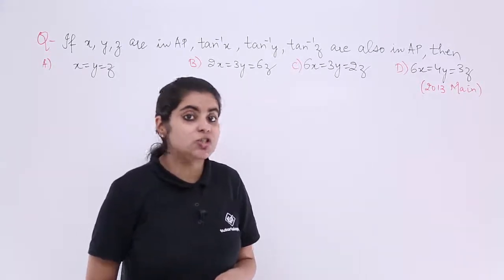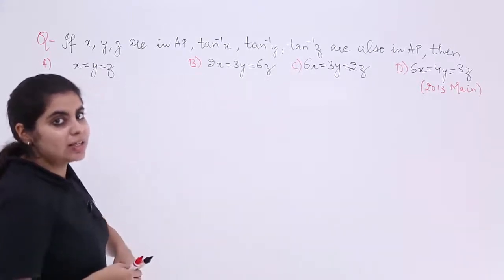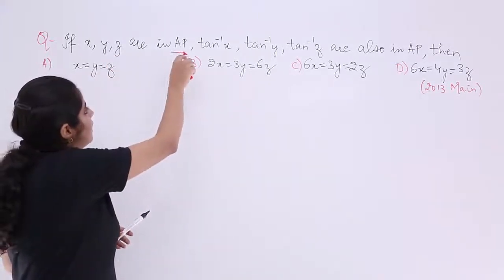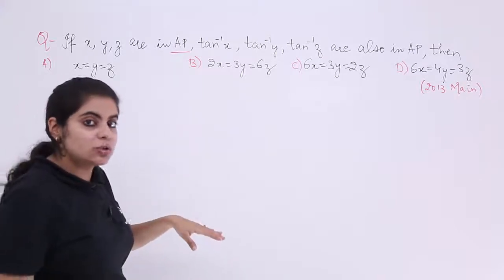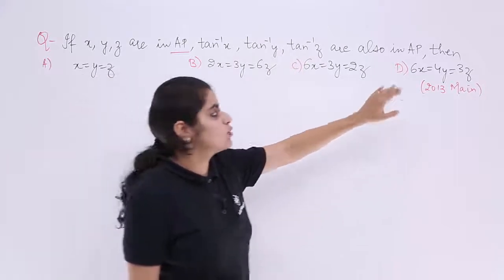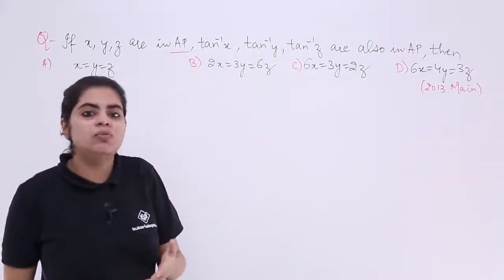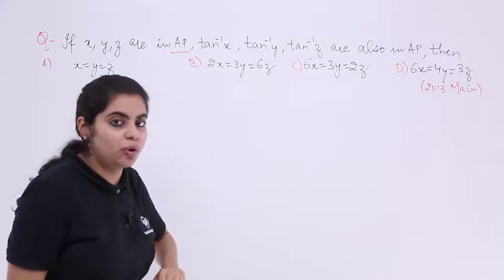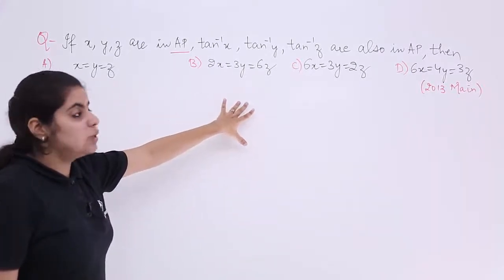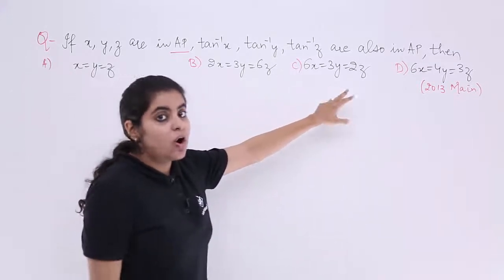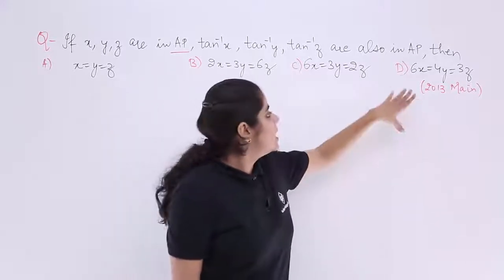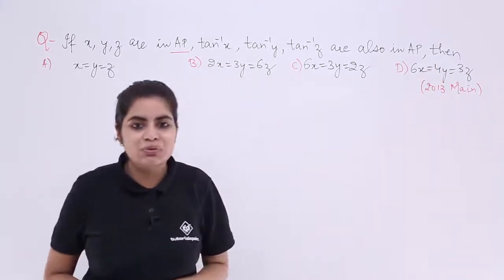Let's first read the question together. The question says: if x, y, z are in AP, what is AP? AP means arithmetic progression. And it is also given that tan inverse x, tan inverse y, tan inverse z are also in AP. Then we need to choose one out of these four options. Either x = y = z, or 2x = 3y = 6z, or 6x = 3y = 2z, or last but not the least, 6x = 4y = 3z.